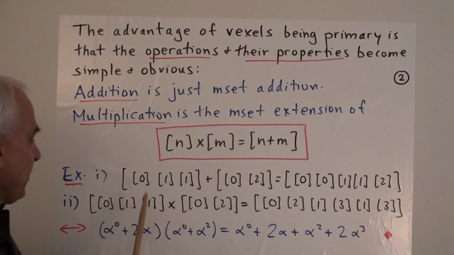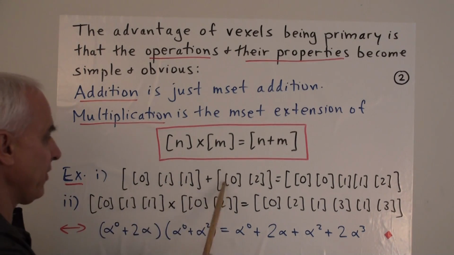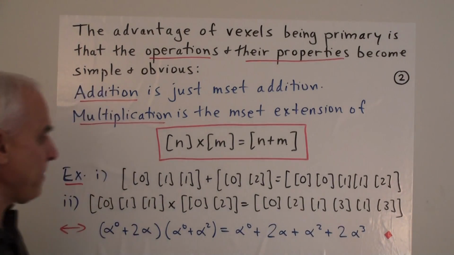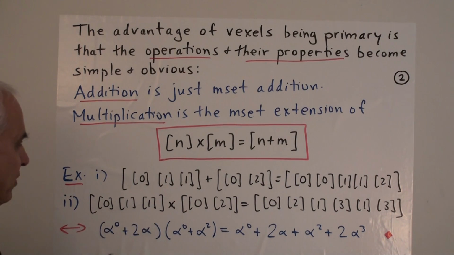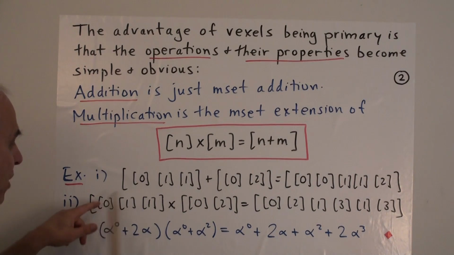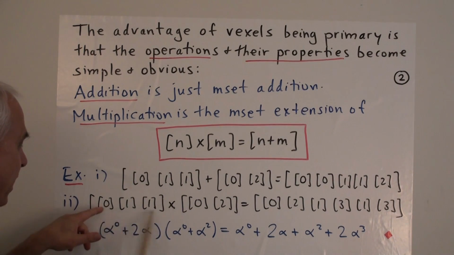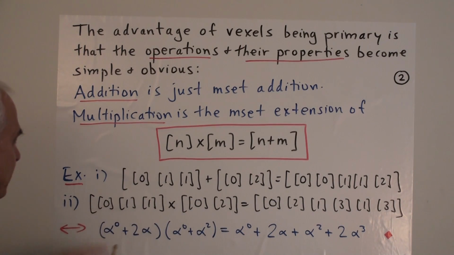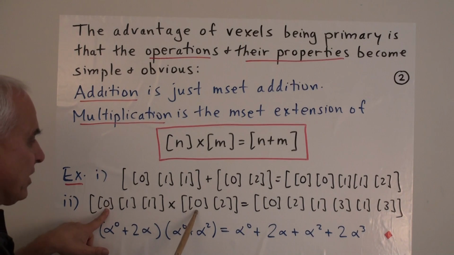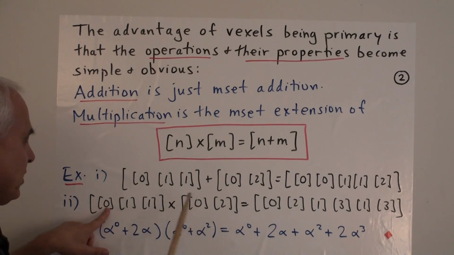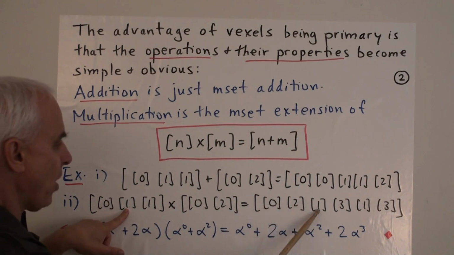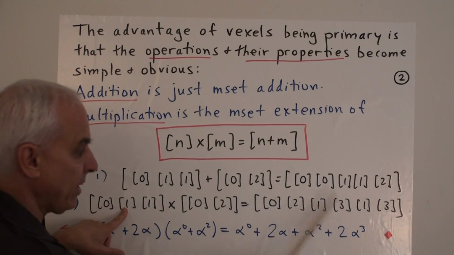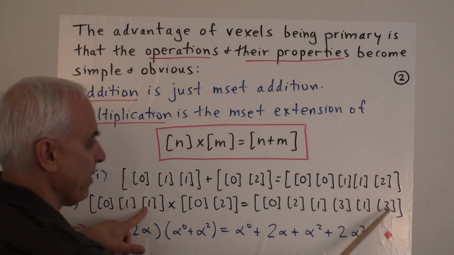So for example, if we have this vexel here and this vexel here, then here is the sum and here is the product. I'll just remind you the product is obtained by taking all possible products between the elements of this one and the elements of this one. So this 0 times this 0 will be this 0. This 0 times this 2 is 2. This 1 times this 0 is 1. This 1 times 2 is 3. And similarly, we get another 1 and 3 over there.